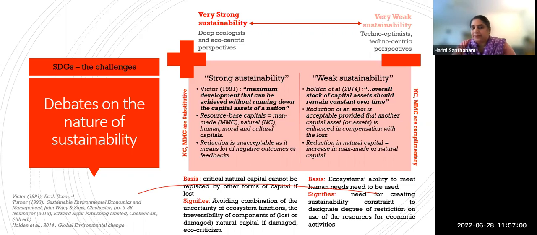Okay, so from deep ecologist and ecocentric perspectives to the best use resource use based capital perspectives, we can actually think of several ways in which this happens. So the ecosystem's ability to meet human needs is on one hand, and human interventions to conserve the resource base, the actual resource base, is on the other hand. So those two objectives have to be fulfilled.